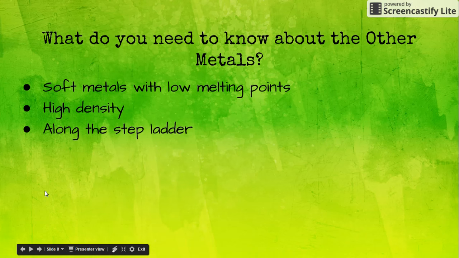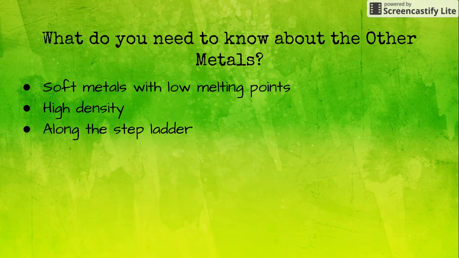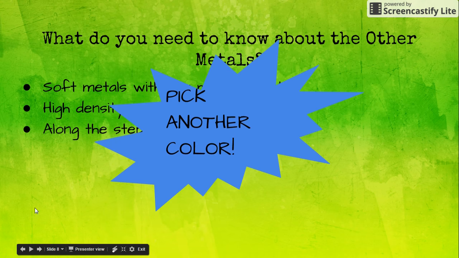Okay, this is what you need to know about our other metals. They're usually softer, and they have really low melting points. They are super high in density, and they are along the step ladder. That's all you need to know about your other metals. So pause it if you need to take these notes, and then pick another color.